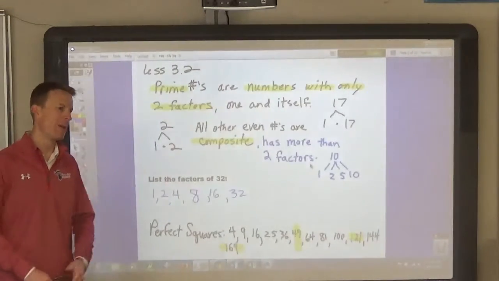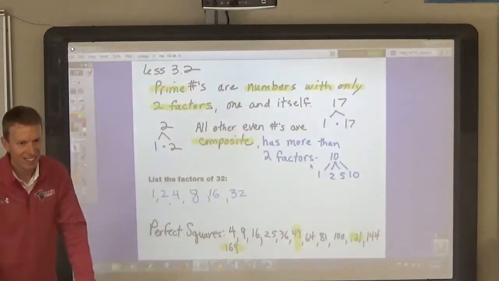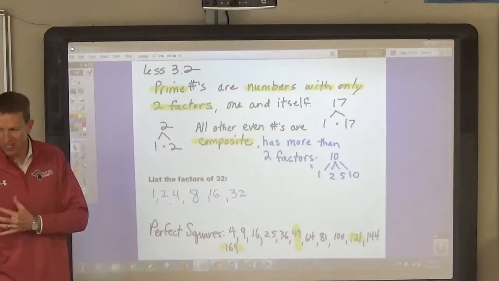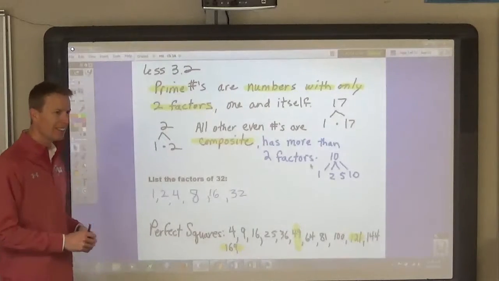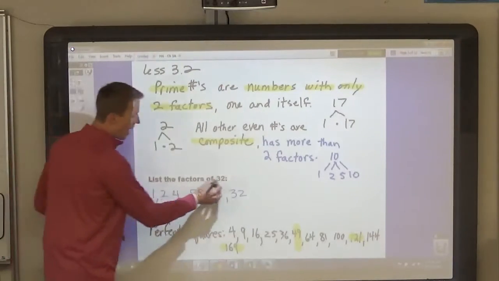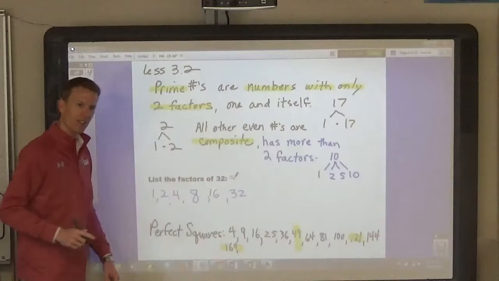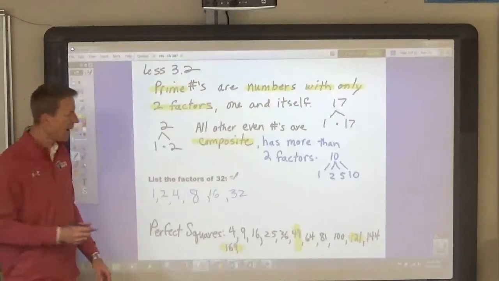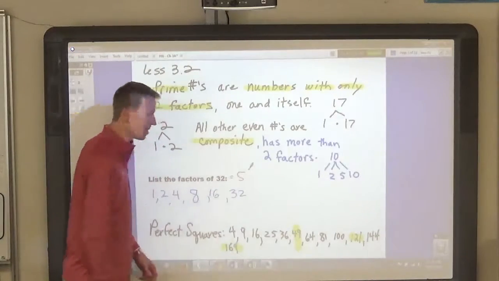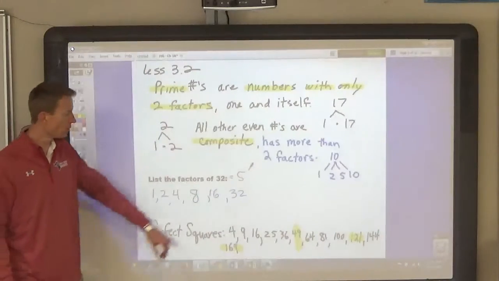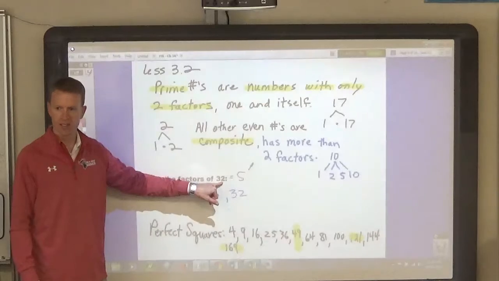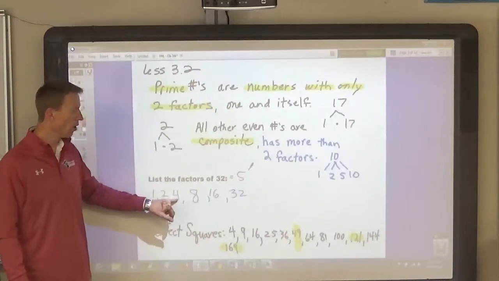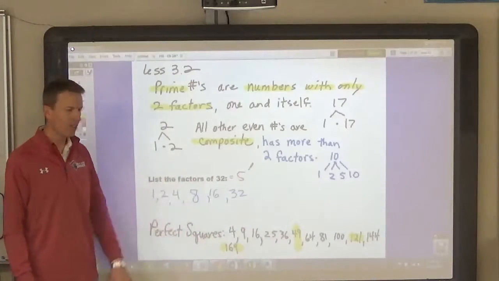Digits? Oh, come on, people, you know this. Add the digits! Yes, you have to add the digits. When you add the digits, what do the digits equal? What's the sum of the digits of 32? 5. Is 5 divisible by 3? No. So 32 is not divisible by 3.